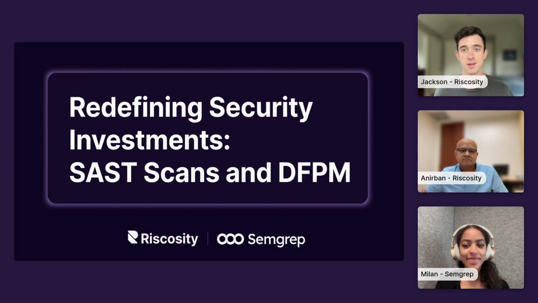So thanks for coming to our webinar. It's going to be on the power of SAST and DFPM. SAST being static application security testing, DFPM being data flow posture management, with none other than Riscosity and Semgrep. I'm Jackson Harrower, the chief of staff at Riscosity, and I'd like to introduce our two panelists now.